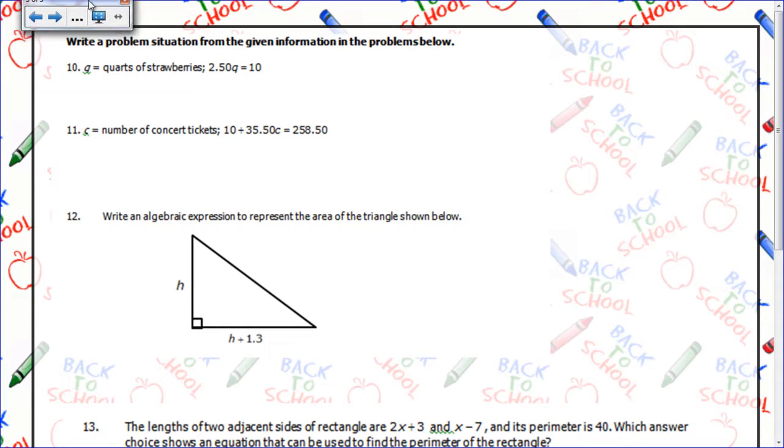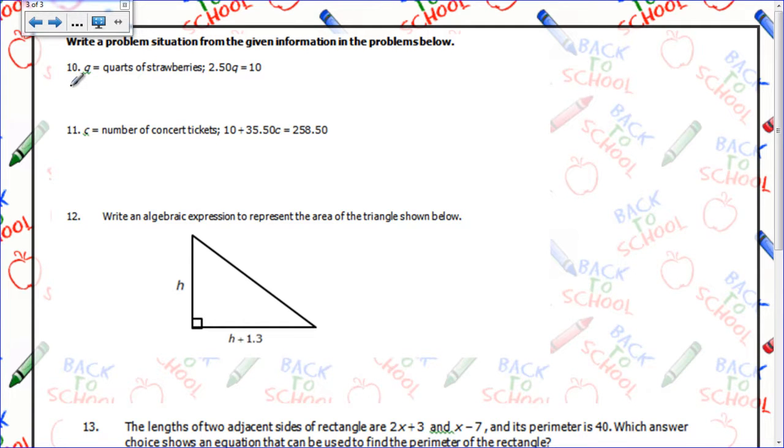So the last few, now we're going to write a problem situation from the given information. And so number 10, I know that Q is quarts of strawberries, and I have an equation, 2.50Q equals 10. Well, if I know Q is quarts of strawberries, and I'm multiplying it by 2.50, I can say that each quart of strawberries is $2.50. So here is the problem I'm going to write.